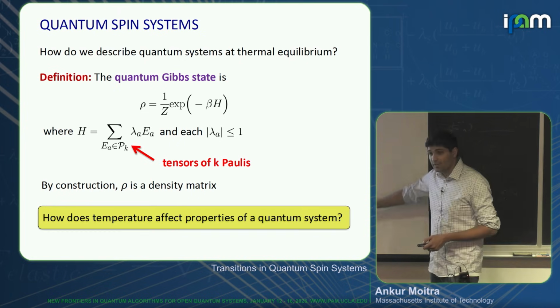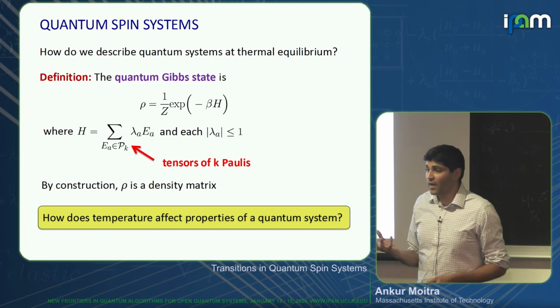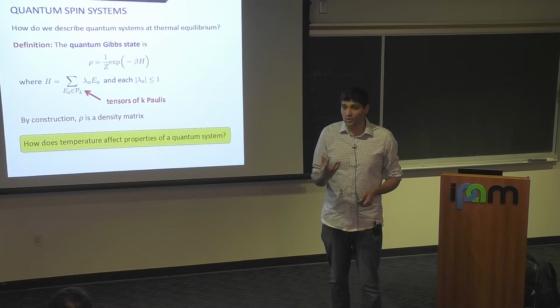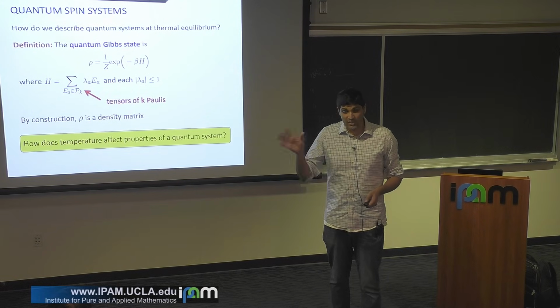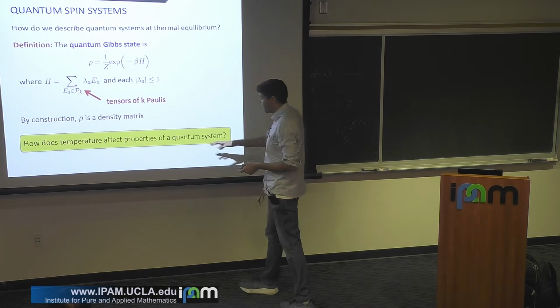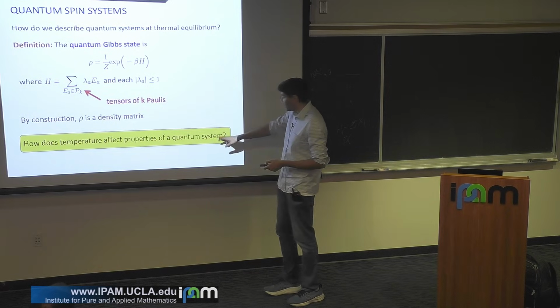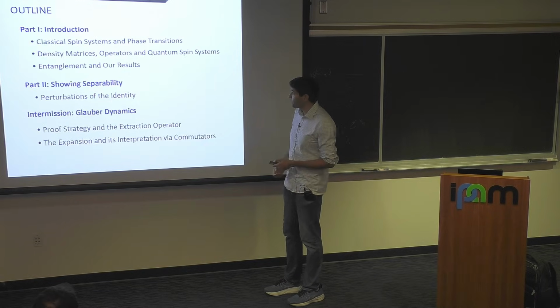And now I can get to at least one of the main questions that I'll be interested in for this talk, is the same way that we cared about how temperature affects macroscopic phenomena like magnetization that people have studied for a long time in statistical physics. What about how temperature affects the types of resources we care about in quantum spin systems? So how does it affect things like entanglement?